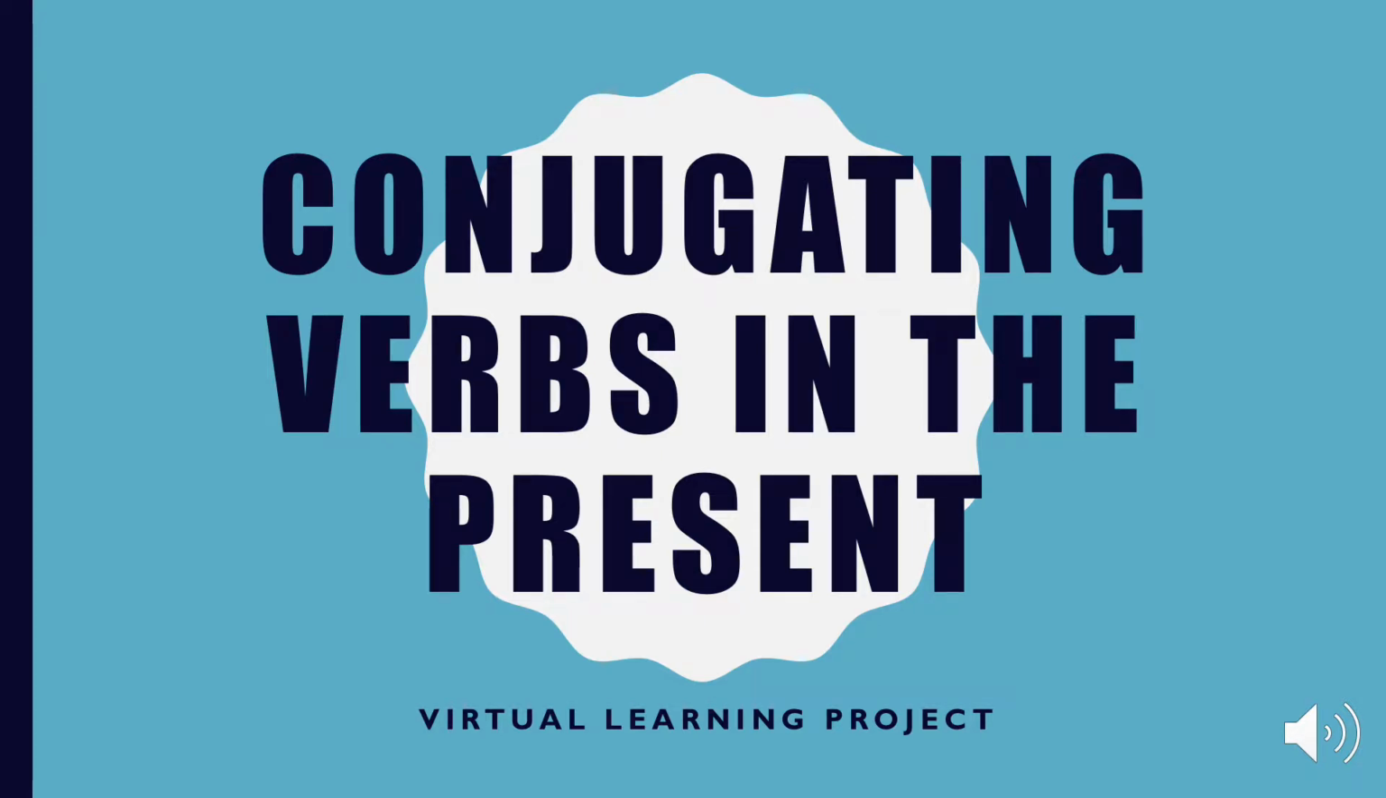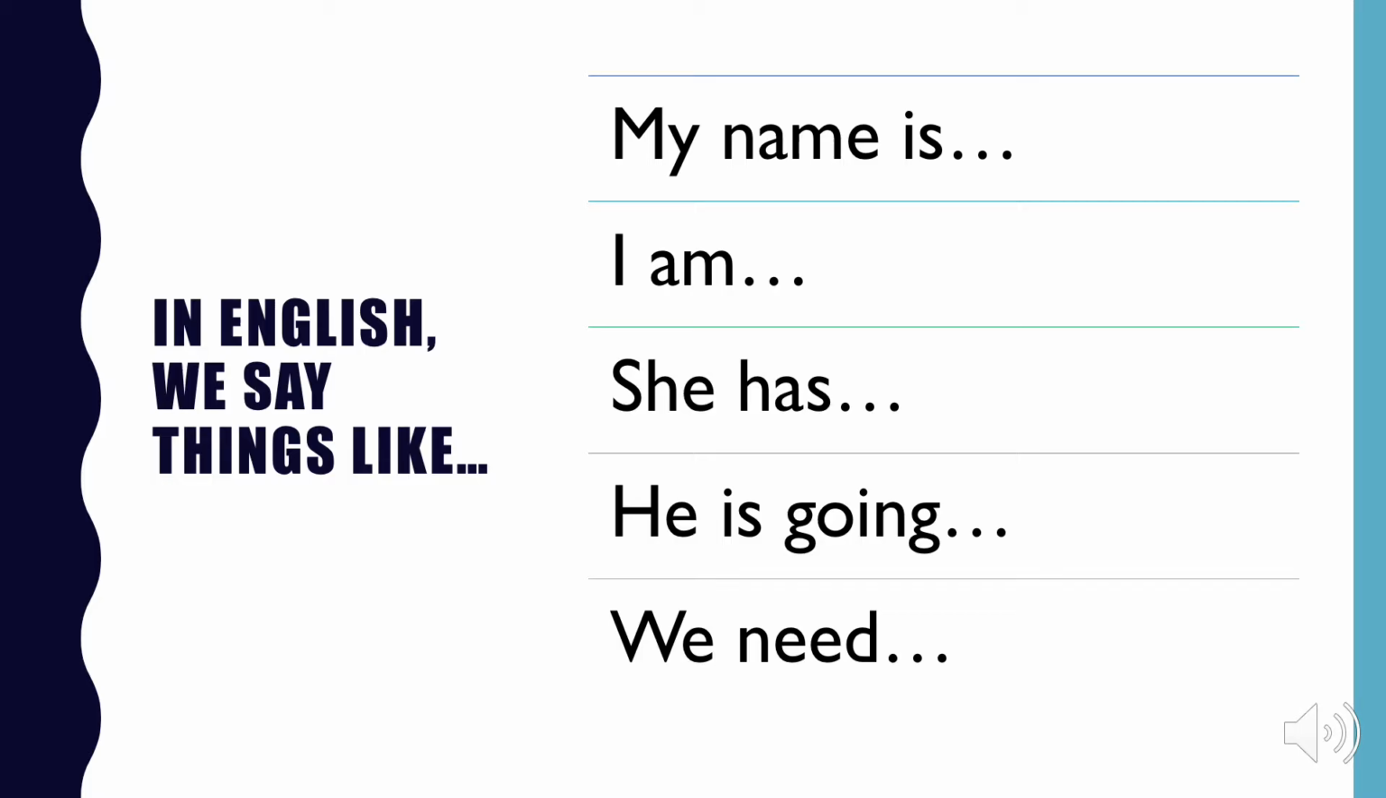Today we will be learning how to use verbs in Spanish. Everyone knows what a verb is, right? A verb is the action word in a sentence. It's what someone is doing. In English, we often say things like my name is, I am, she has, he is going, or we need.